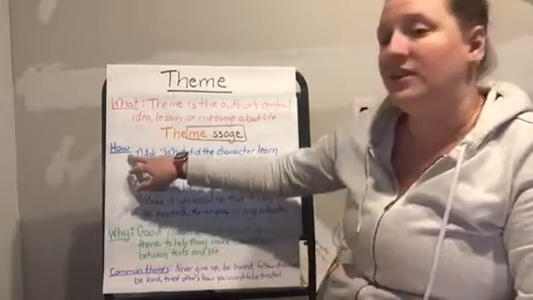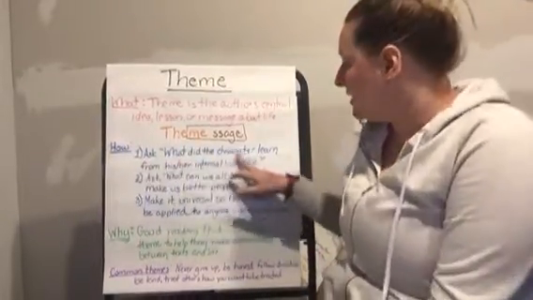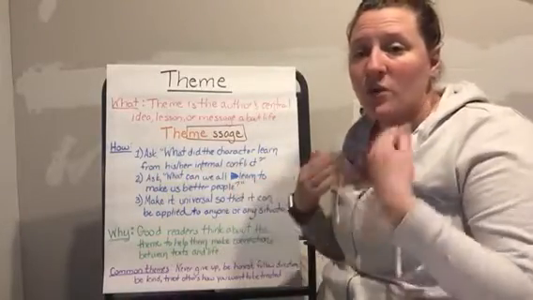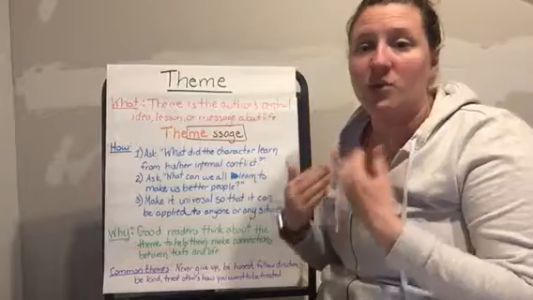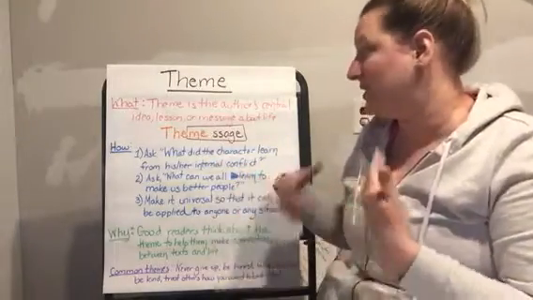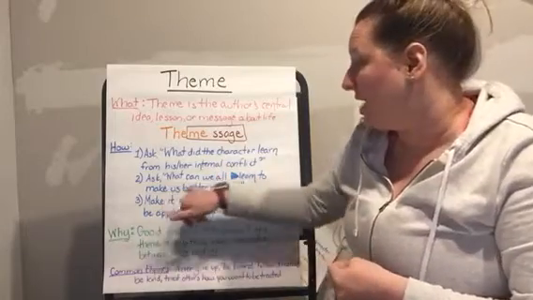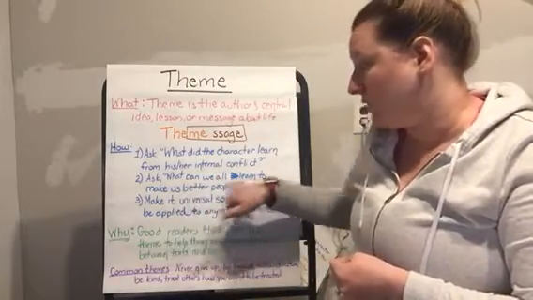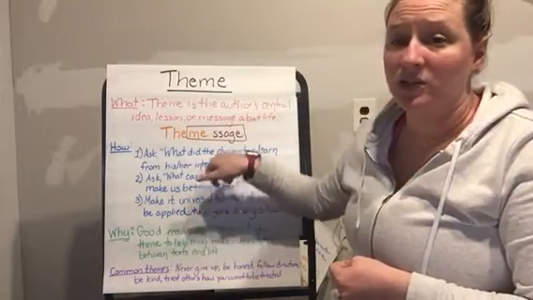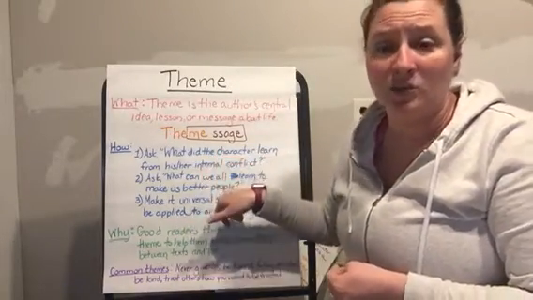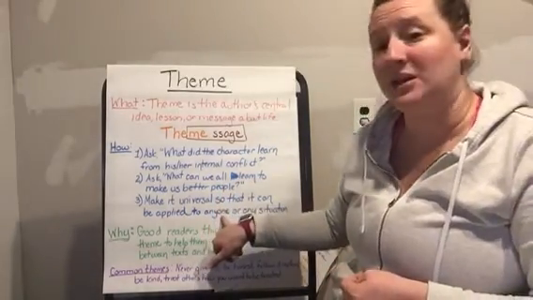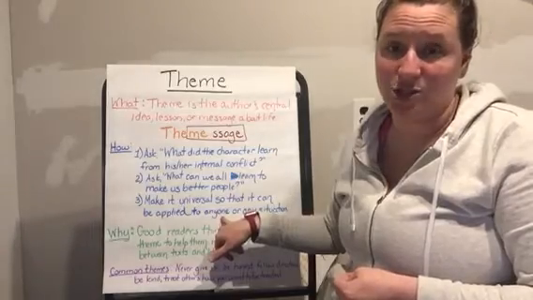So how do I find the theme? I ask, what did the character learn from his or her internal conflict? So what was going on inside of the character? What were they feeling? And what did they learn from that? Then we ask ourselves, what can we all learn to make us better people? So we think about what did the character learn, and then what can we learn from that? And then we make it universal so that it can be applied to anyone in any situation.